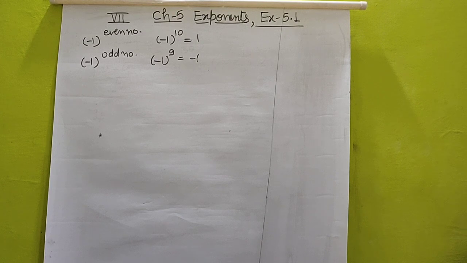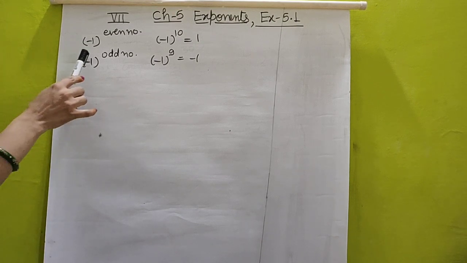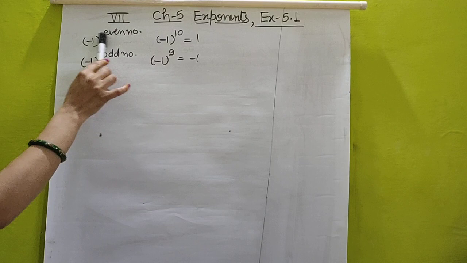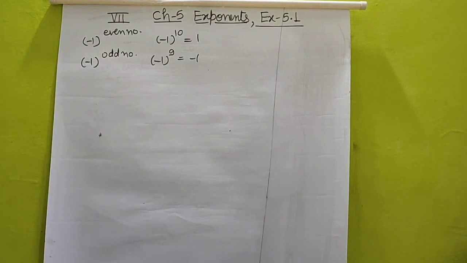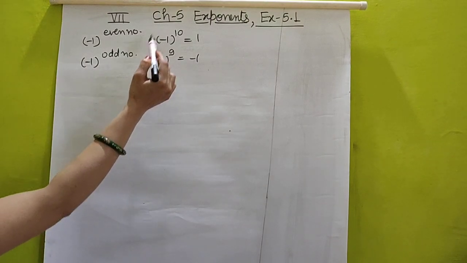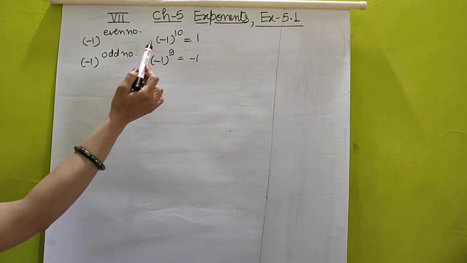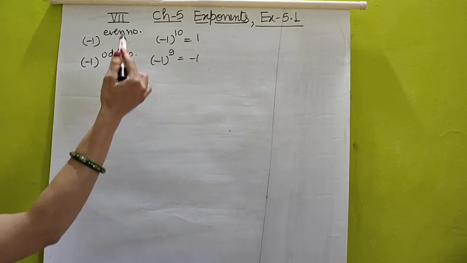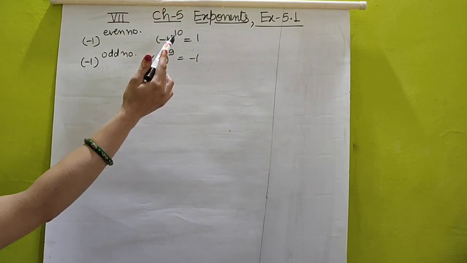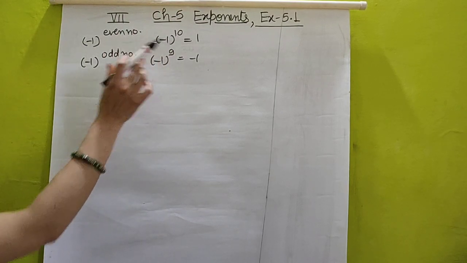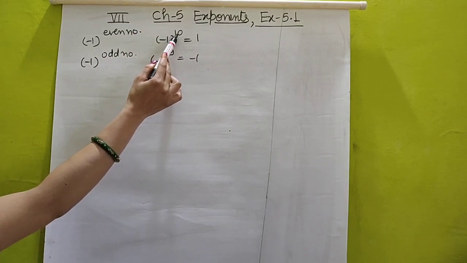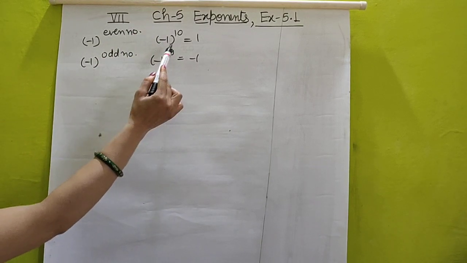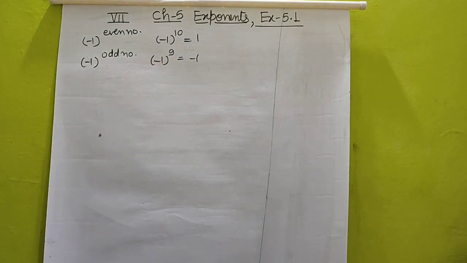Now students, you can see here -1, and at the place of power what is written? An even number. So students, when -1 is coming and the power is an even number, like here -1 power is 10 and 10 is an even number, so the value will be 1. Here the power can be 2, 4, like 10, 48, 100. Any power is possible, but it should be an even number. Then the value of -1 raised to it will be 1.